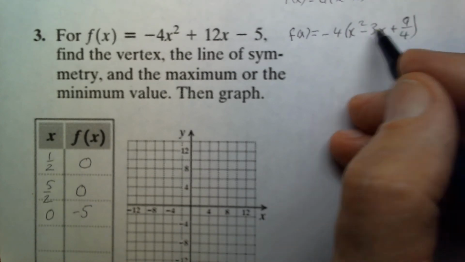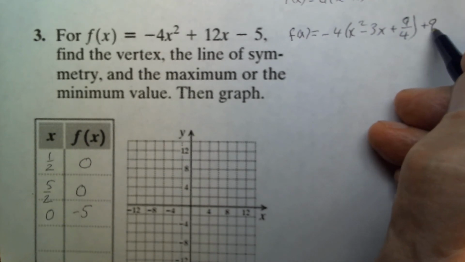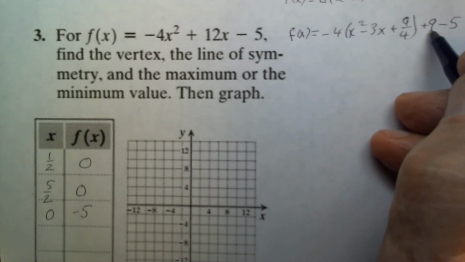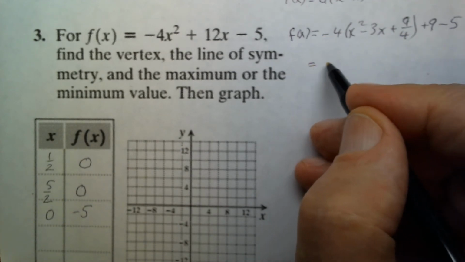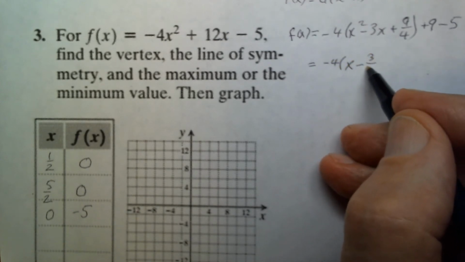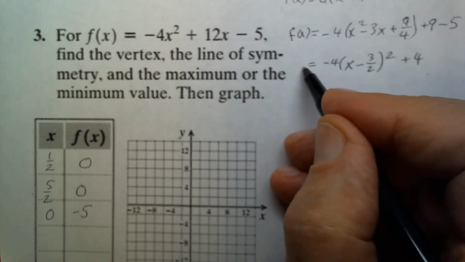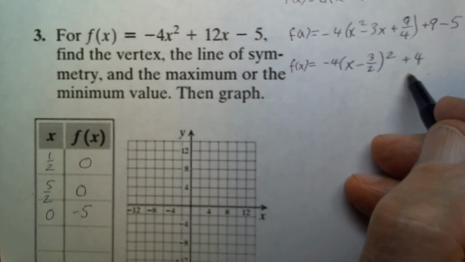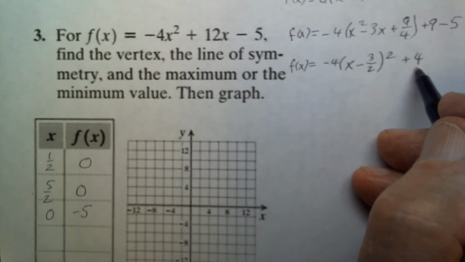And now we need to add minus 4 times 9/4, or 9, to this. And then we have the minus 5. So this plus 9 cancels out the minus 4 times 9/4. This means we can now write this as minus 4 times x minus 3/2 squared plus 4. So that's our f of x. And right away we can identify the vertex as 3/2 and 4.